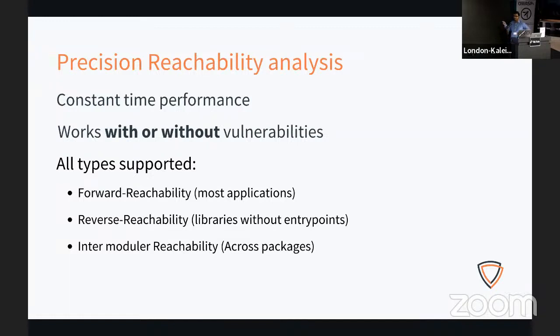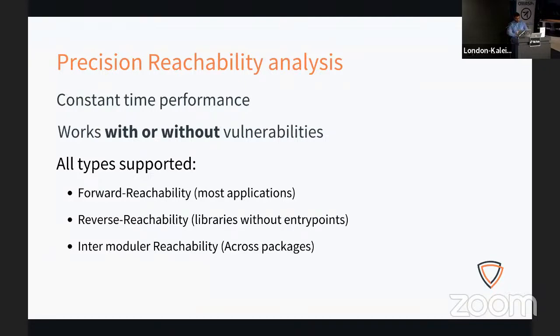It's very difficult to do that without that source's knowledge, computing from sink back to all possible sources. It's an exponential computation. Maybe there could be some shortcuts that we can find. And the last kind of reachability is intermodular reachability across packages.